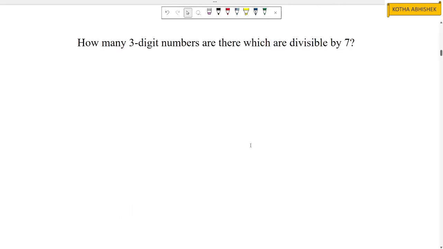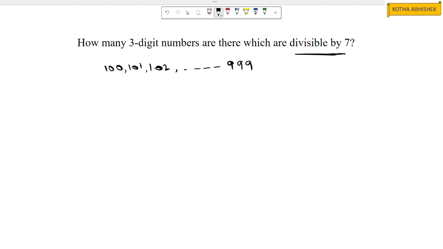Okay, the next question is how many three-digit numbers are there which are divisible by 7? So first of all, if we speak about the three-digit numbers, the first three-digit number is 100, then 101, then 102, and so on till the last three-digit number, 999. Now, in this question, he is particularly speaking about which three-digit numbers are divisible by 7 only.